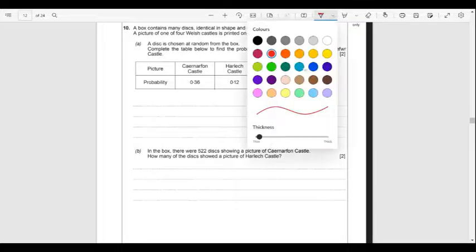So, first of all, probabilities should add up to 1. So x, which is our Dynevor Castle, plus 0.36 for Carnarvon, plus 0.12 for Harlech, plus 0.24 for Rutland. All of that should equal 1. So x plus 0.72, which is what all those add up to, should equal 1. Simple equation. If we take away 0.72 from both sides, we are left with x being equal to 0.28.